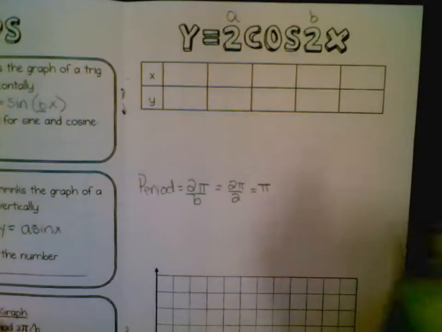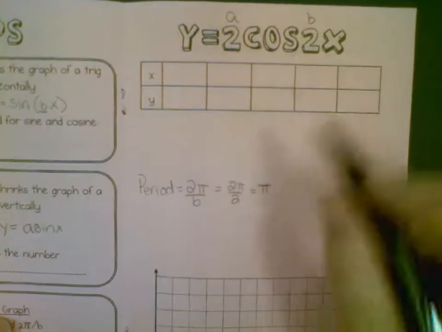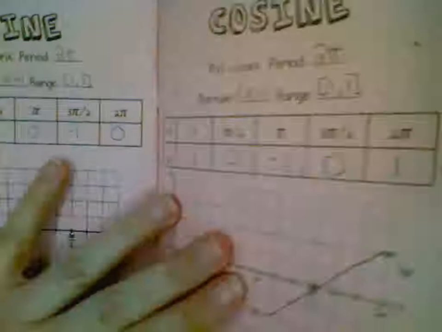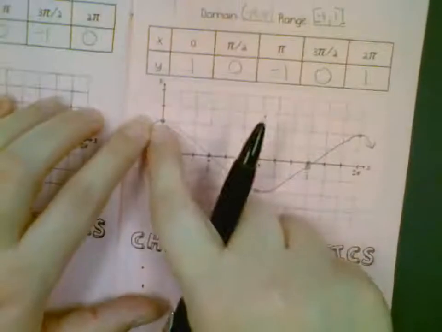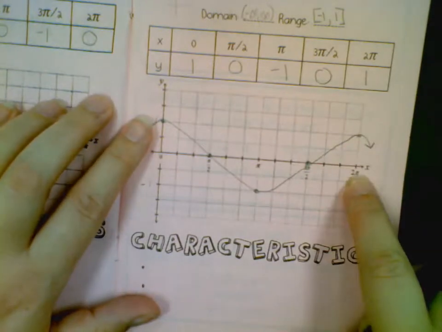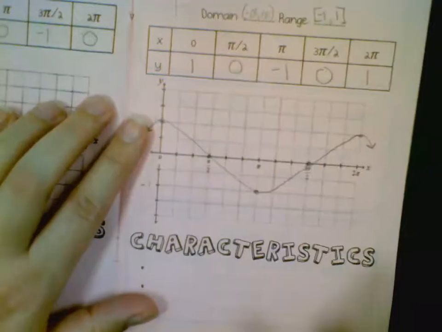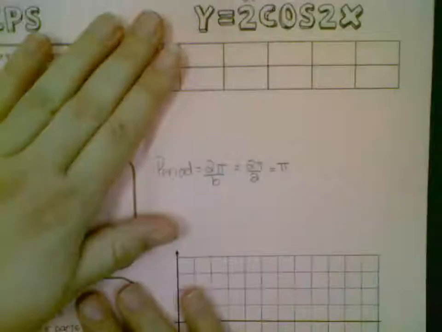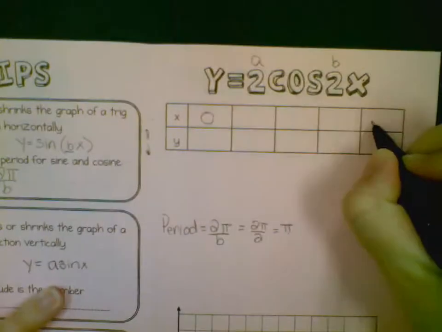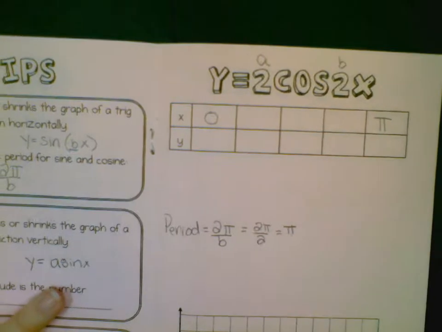So that means a whole complete cycle of our sine cosine graph is going to be completed in pi. So remember, the shape of your cosine graph started at the top, went down, and went back to the top. So instead of finishing at 2 pi, we're going to shrink that, and it's going to finish at pi. Okay, so that means that instead of going from 0 to 2 pi, we're going to go from 0 to pi. We're completing the whole thing in just pi.